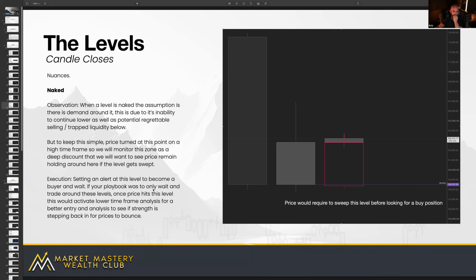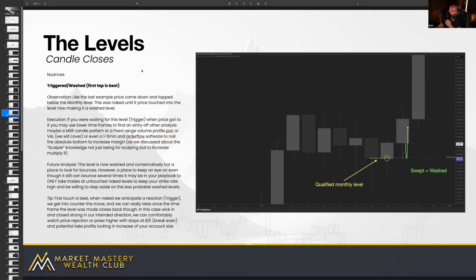If your playbook was to only wait and trade around these levels, once price hits this level, this would activate lower time frame analysis, as I just said, for better entries, and an analysis to see if strength is stepping back in for price to bounce. So obviously we would see some structure and stuff bringing that price back up from that point. So: triggered, washed, first tap is best, okay?